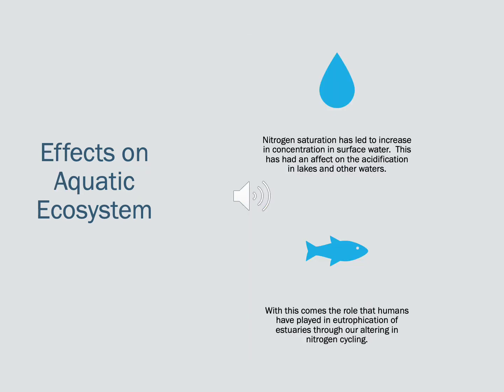Nitrogen saturation has led to an increase in concentration in surface water. This has also had its impact on drinking water, which has raised a level of concern for humans. This nitrogen saturation has also played an effect on the acidification of lake waters, which has destroyed those ecosystems. Lastly, humans have played a role in the eutrophication of estuaries through the way we have altered the nitrogen cycling, which harms things such as the reef and diversity of animal life at sea.